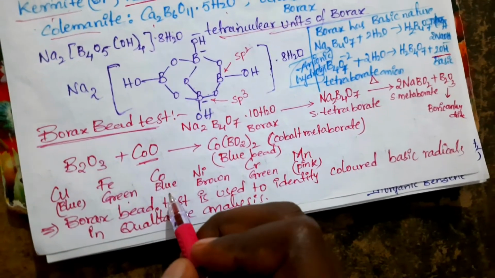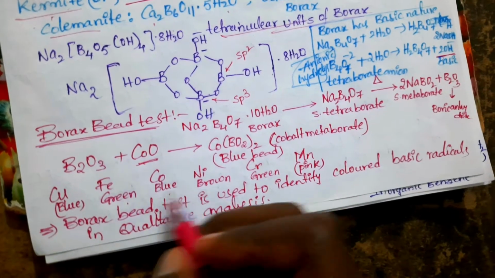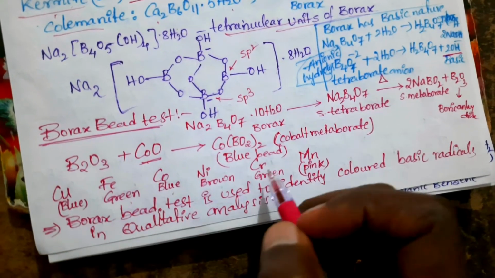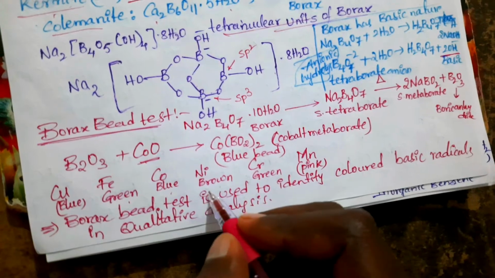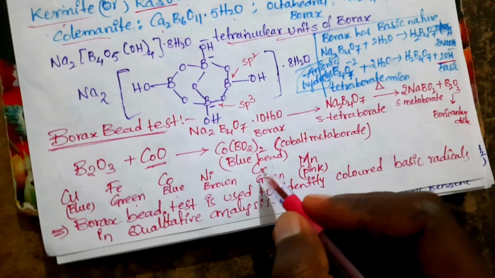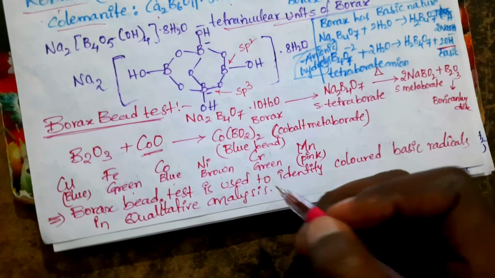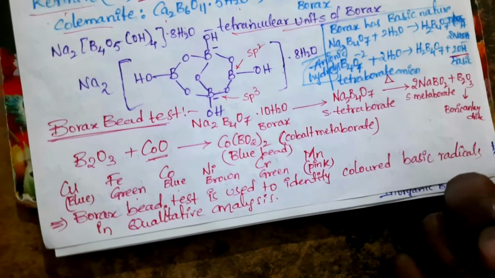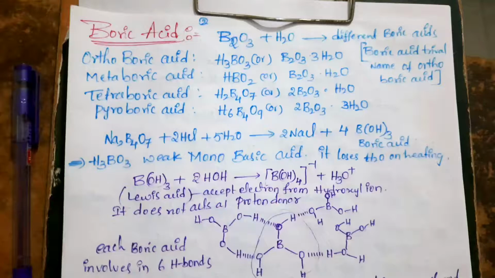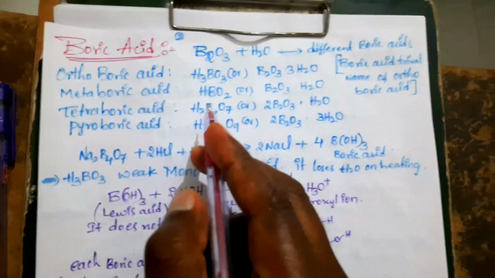So cobalt metaborate will give the blue colored bead, copper metaborate will give the blue colored bead, nickel will give the brown colored bead, chromium metaborate will give the green colored bead, and manganese will give you pink color. Now the next one is boric acid.